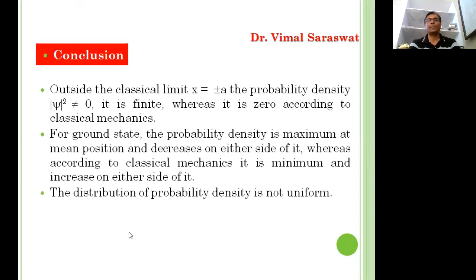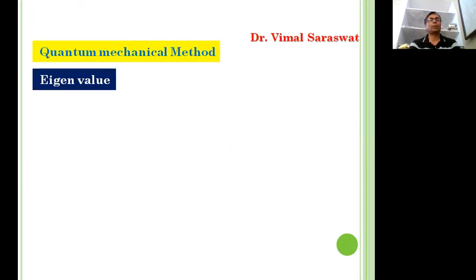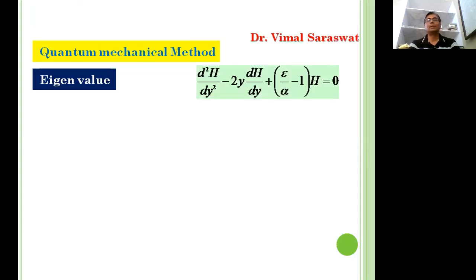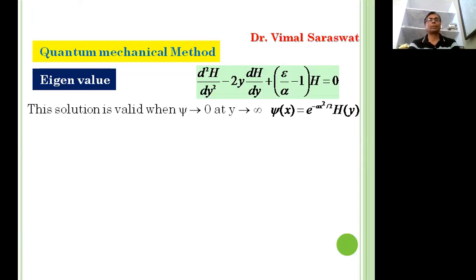And the distribution of probability density is not uniform. Now the eigenvalue, that is the value of energy. Since d²H/dy² − 2y dH/dy + (ε/α − 1)H = 0, and ψ = exp(−αx²/2) H(y) is the solution of our simple harmonic oscillator problem. This solution will be valid only when ψ tends to 0 as y tends to infinity.